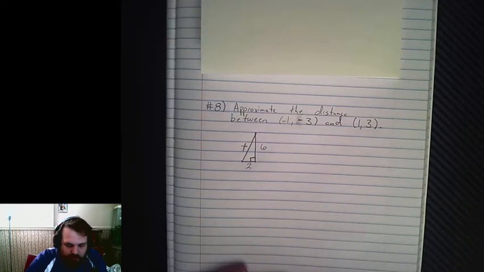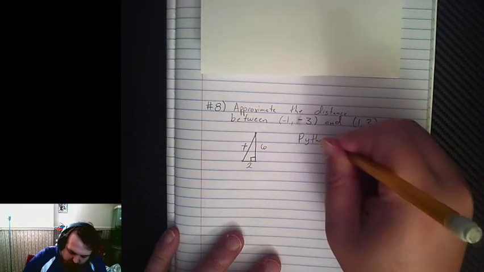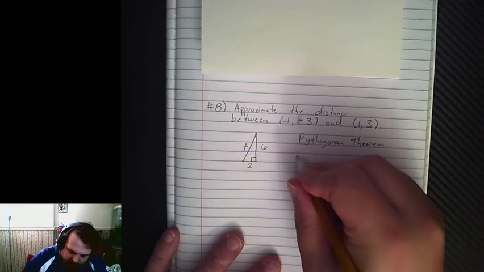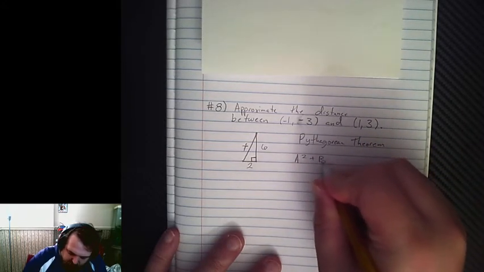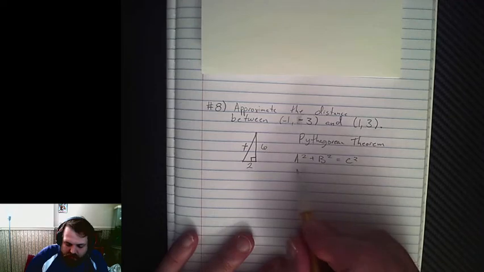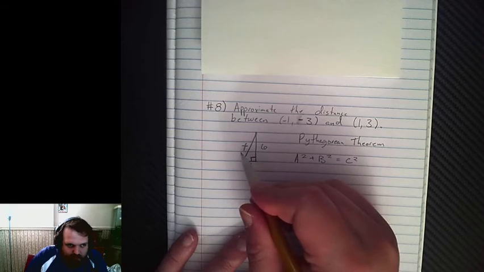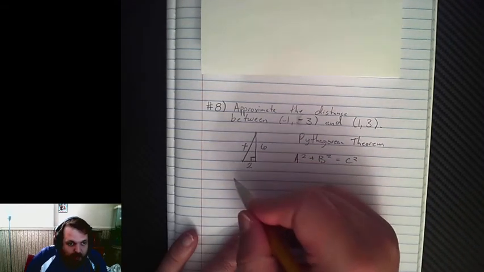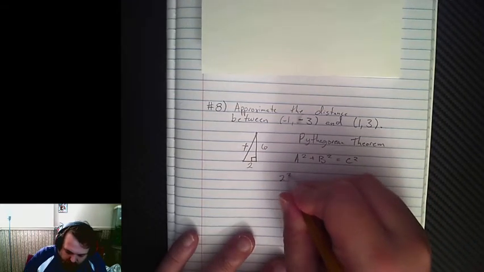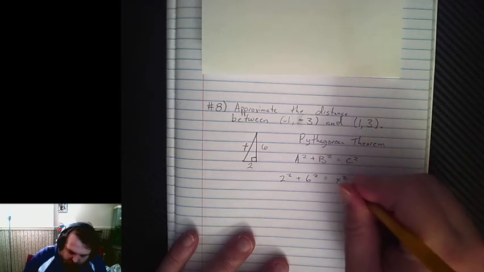And we have the ability to find that because we know the Pythagorean theorem. And that states that a squared plus b squared is equal to c squared. So remember, a and b are the legs of the right triangle, and this x, or the c, is the hypotenuse. So we know that 2 squared plus 6 squared is equal to x squared.